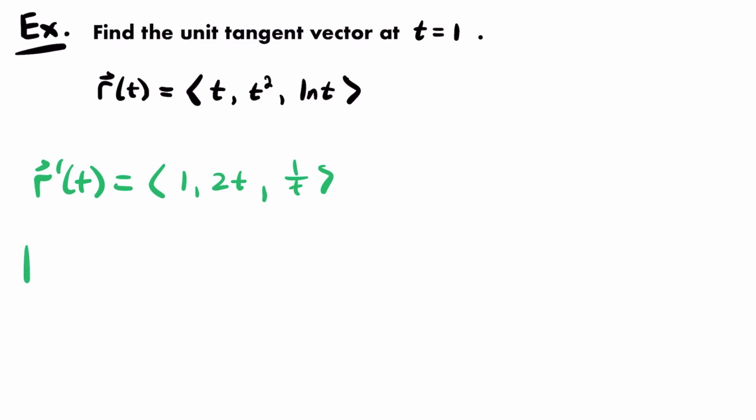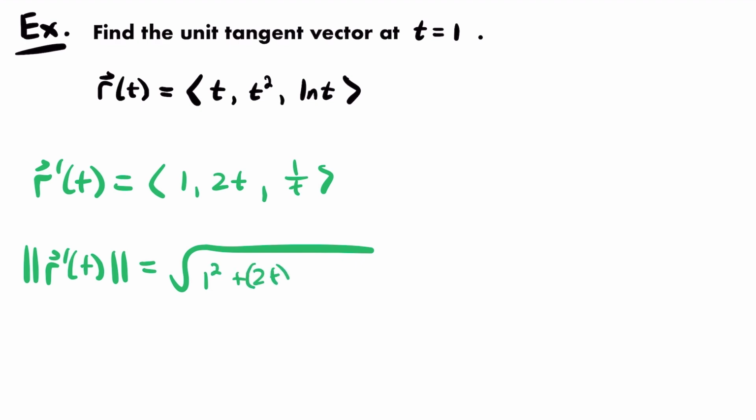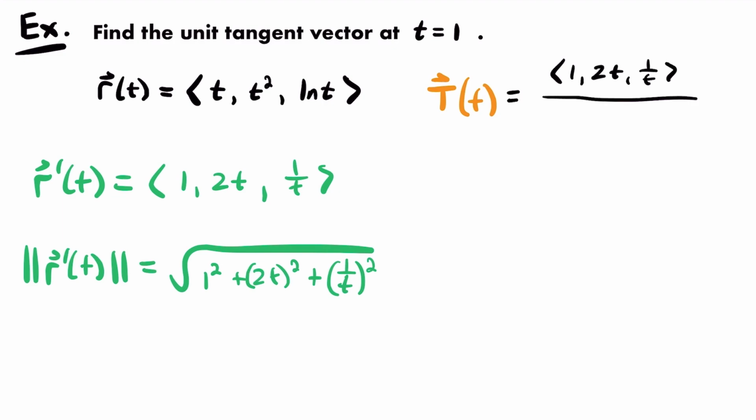All right, so the magnitude of r prime of t will be equal to the square root of the sum of the components squared. So we have 1 squared plus 2t squared plus 1 divided by t squared. All right, and so now let's set up our unit tangent vector. We'll have T of t, or capital T of t, is equal to the tangent vector 1, 2t, 1 divided by t, divided by its magnitude.